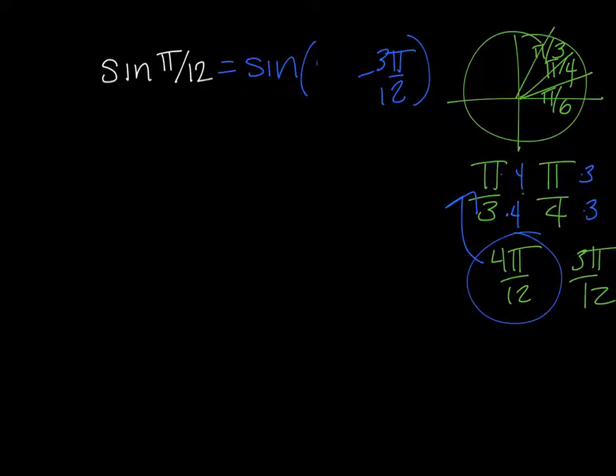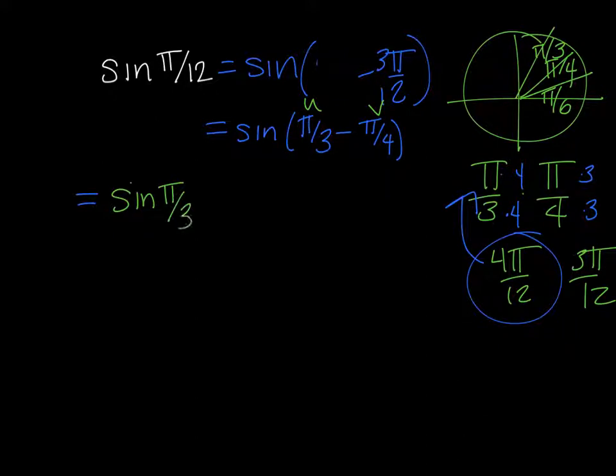Oh, I can't erase it. Oh, no. Let's rewrite it then. Sine of, instead of 4 pi over 12, I'm going to write pi over 3 minus pi over 4. And I use the difference formula for sine, which is sine of u, where u is our first one and v is our second one, so sine of pi over 3 times cosine of pi over 4, and then it has a minus, and it says cosine of the first one times the sine of the second one.